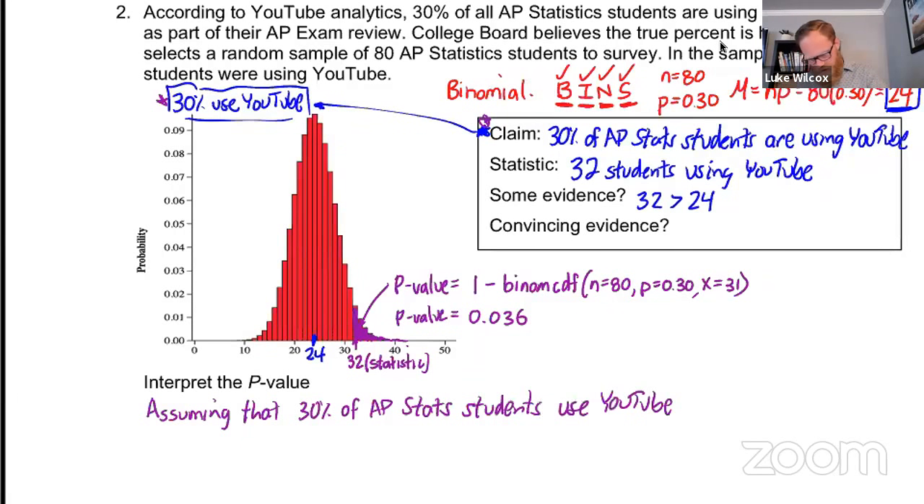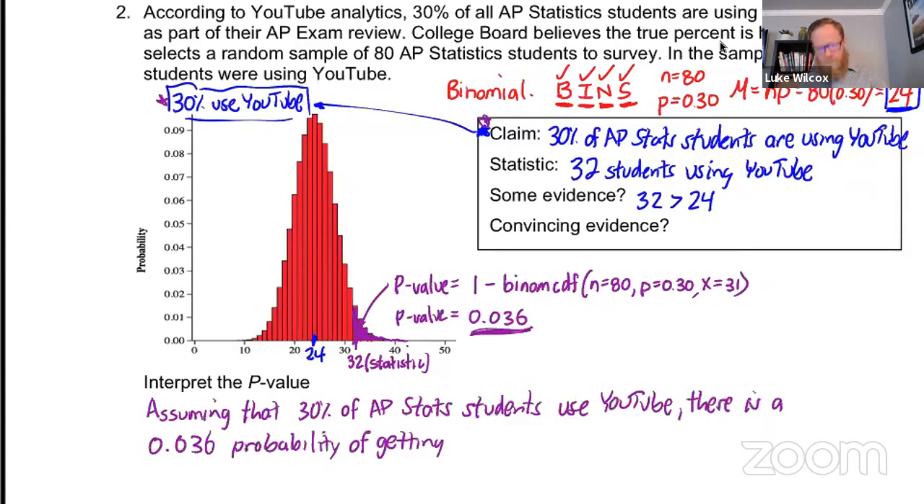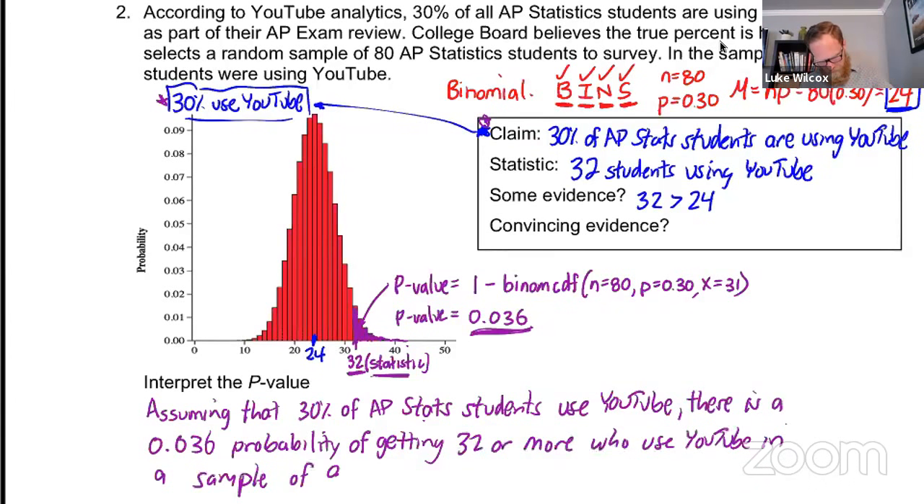And then we want to interpret this p-value of 0.036. So we're going to say there is a 0.036 probability of getting, and our picture says 32 or above. That's what we have shaded in purple here. So it's a 0.036 probability of getting 32 or more who use YouTube in a sample of 80 purely by chance.